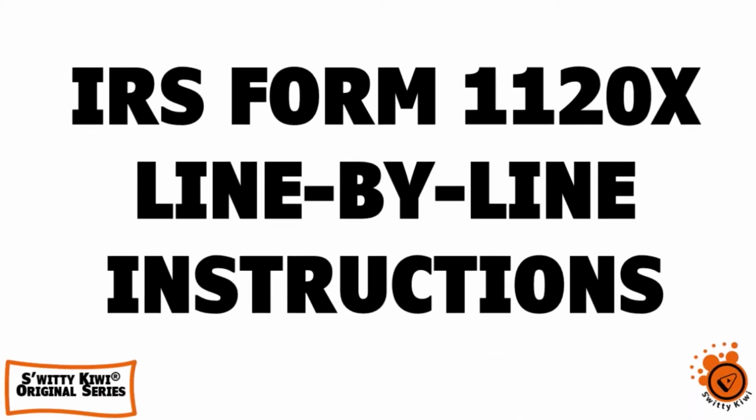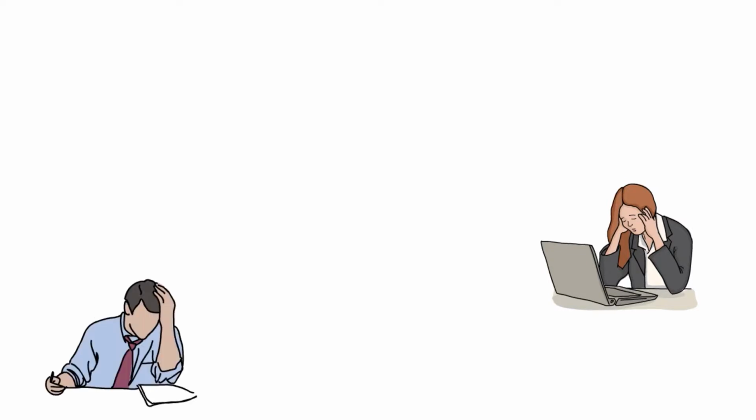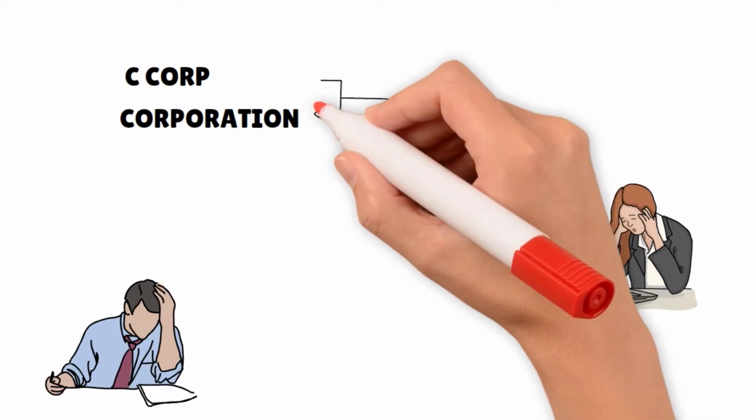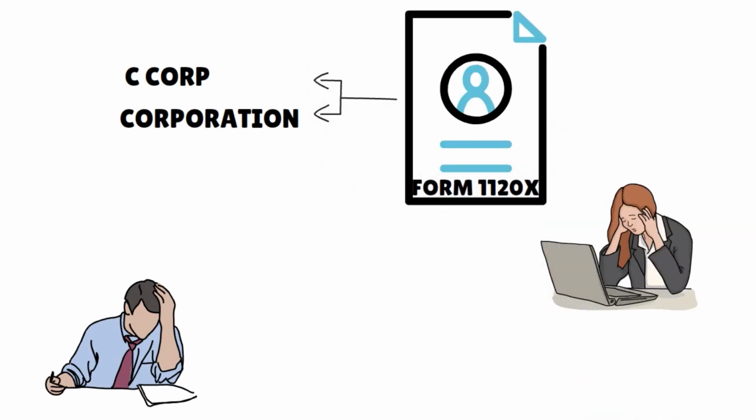Have you made a mistake on your corporate income tax return? Then let's talk about Form 1120X. Mistakes are part of being a business owner, right? At one point or another, you may make a mistake on a form such as your business income tax return. And if your business is structured as a C corporation or taxed as a corporation, you can use Form 1120X to amend your original return.